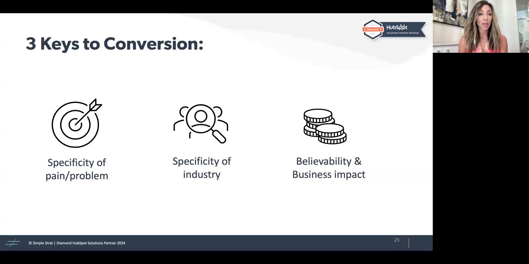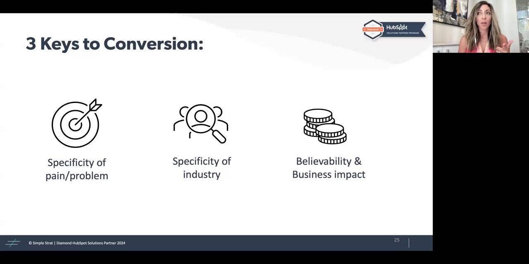And then the last one, I alluded to this a little bit earlier, but believability and business impact is huge. So when I see numbers like 500% and 2000%, you're just like, no one does that. I mean, no one does that. So business impact is going to be huge, but the believability of that impact is going to be even greater.